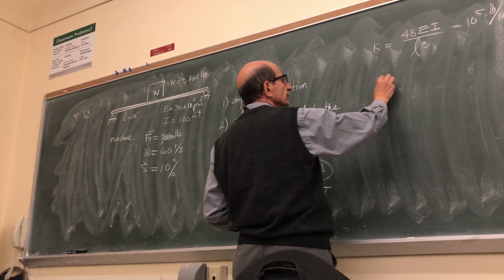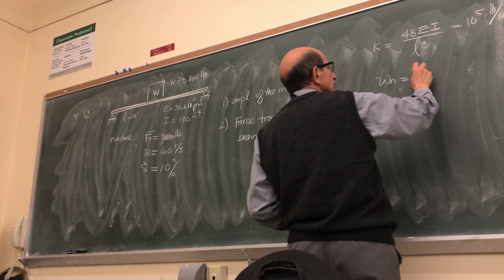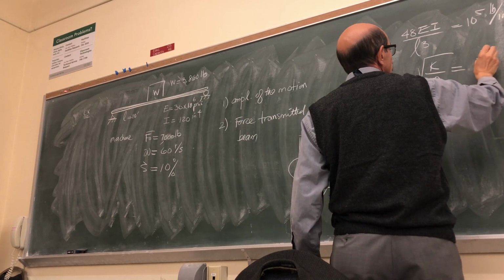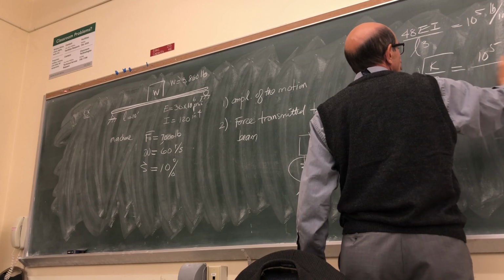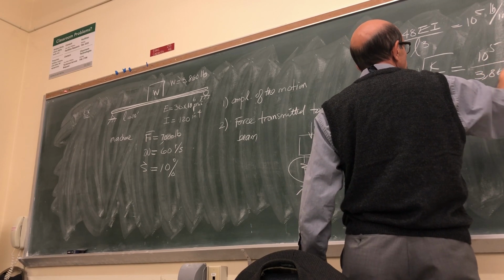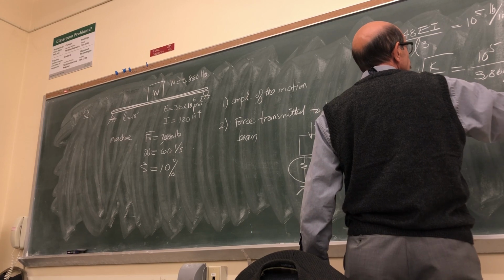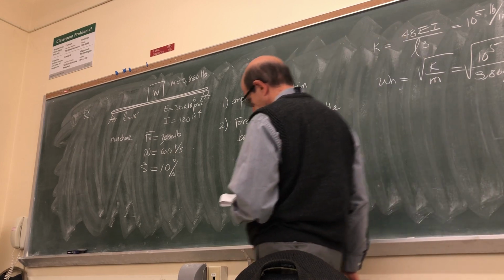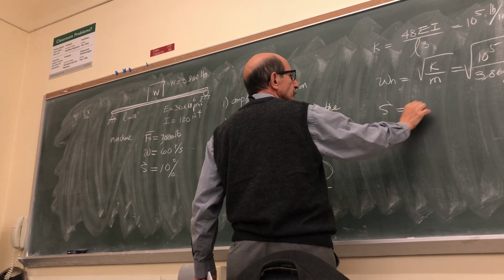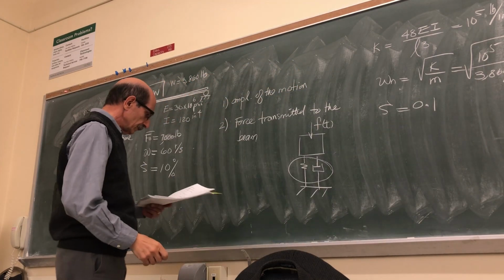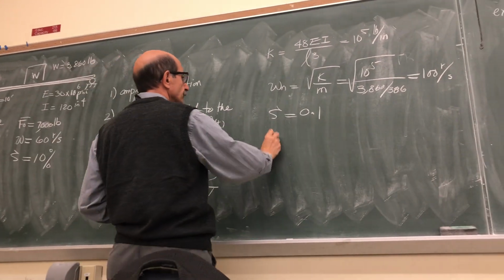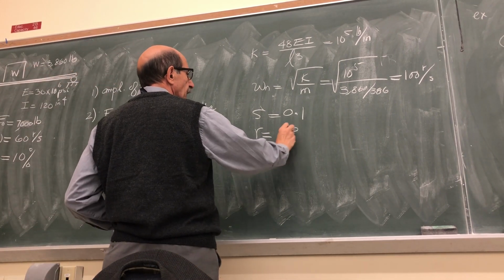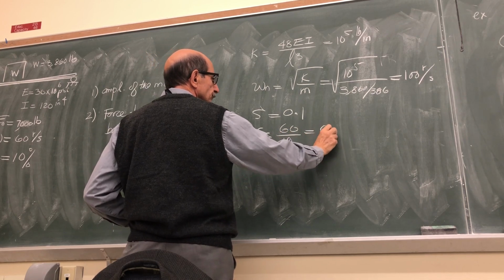So the natural frequency of the system, which is square root of K over M, would be 10 to the 5 over 3,860 divided by 386, which is 100 radians per second. Zeta is equal to 0.1. So the ratio R of the forcing frequency over natural frequency is 0.6.